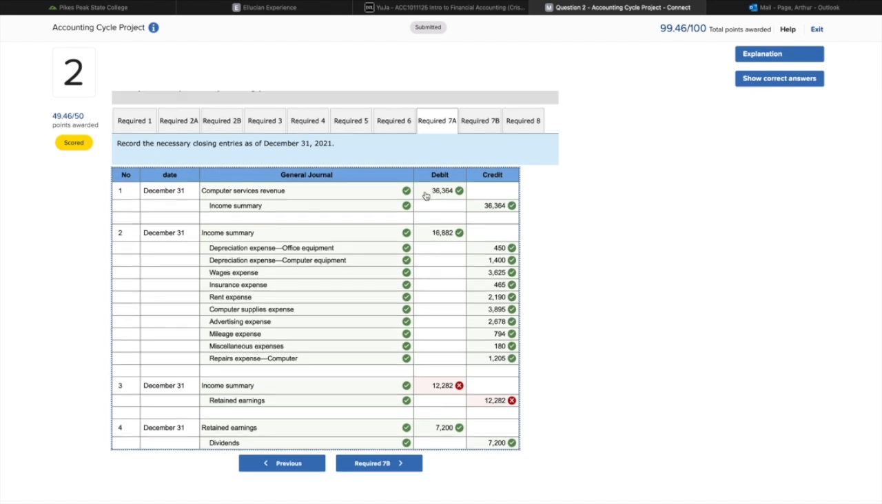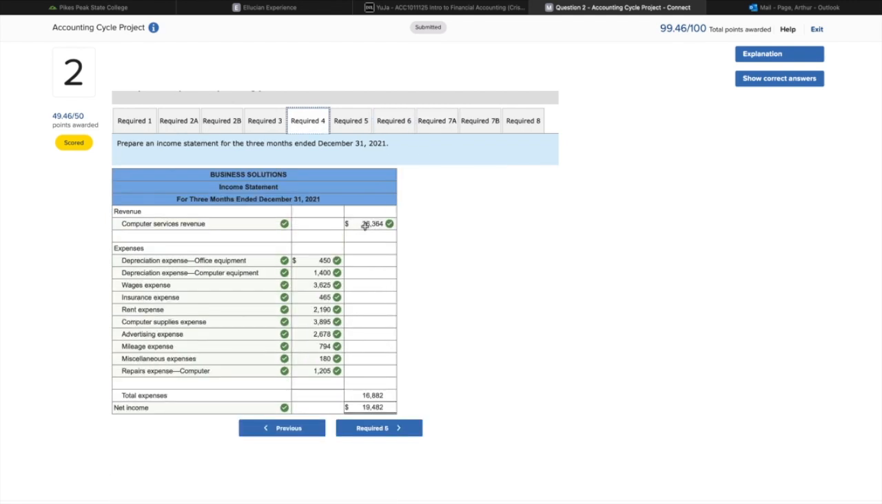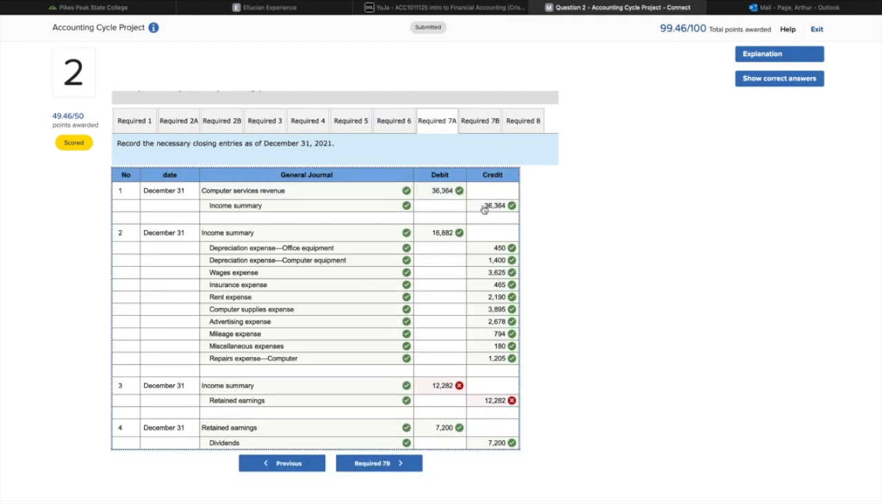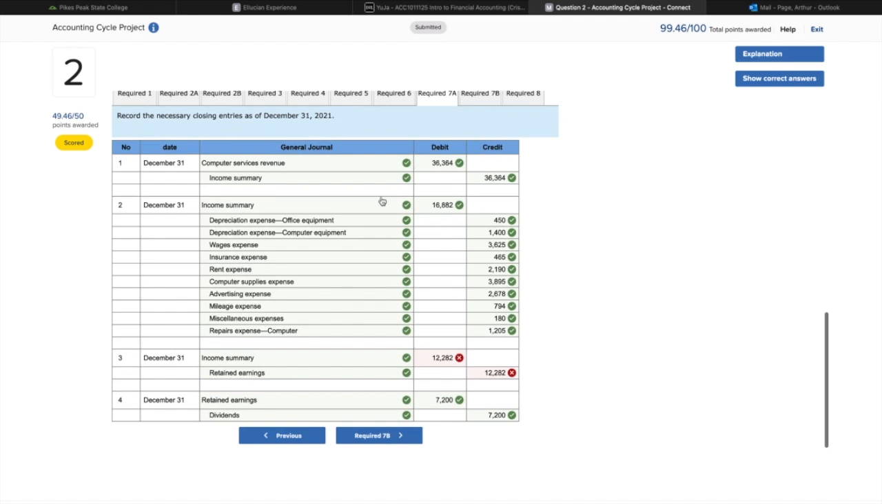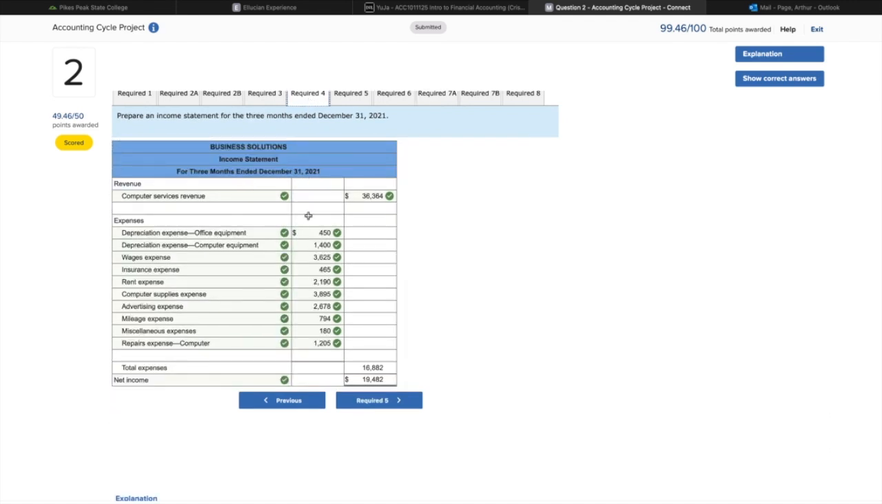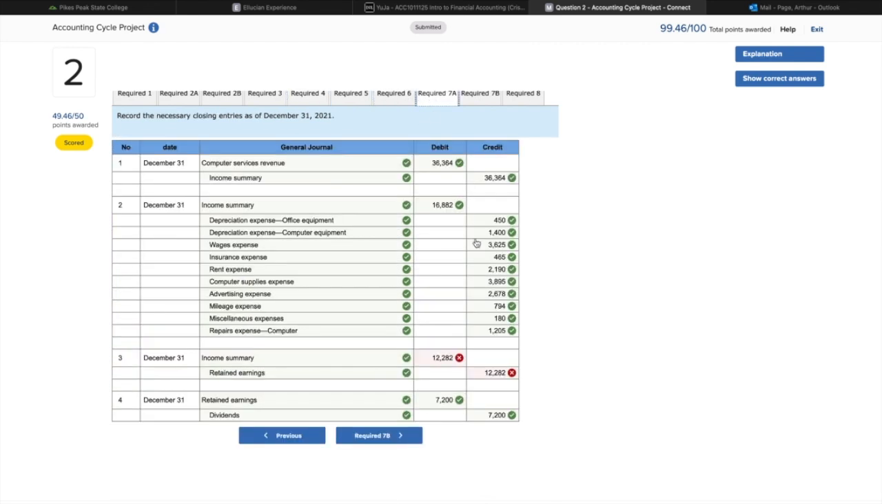The way I close this out is the computer service revenue. I debited that. It's a normal credit balance. So we close it out by doing the opposite, taking it out of here and putting it in here basically. As far as our expenses go, again, we can look at the income statement. These are all debits normally. So we're going to do the opposite. We're going to credit them to close them out. And we're going to add them all up. And we get our income summary over here.